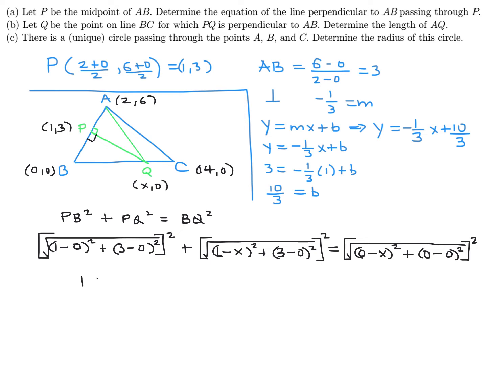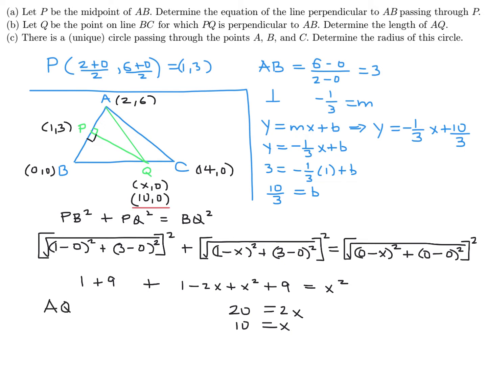This is 1 plus 9 plus 1 minus 2x plus x squared plus 9. And on this side, it just is x squared. So x squared is canceled, which is very nice. Put the 2x on this side, and this becomes 20. So that means x is 10. So this is (10, 0). Okay, now we just have to figure out AQ. That's pretty straightforward. AQ.